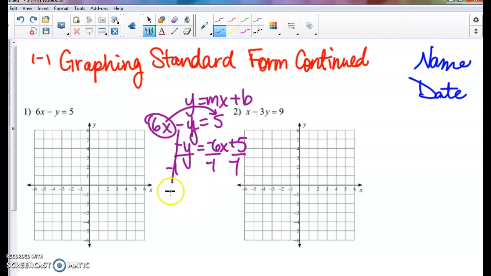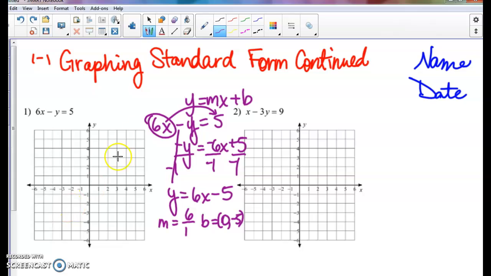Negative 1's cancel, and y equals a negative 6x divided by negative 1 gives us a positive 6x. 5 divided by negative 1 is negative 5. And we're all good. Y is now by itself. So all we had to do is transpose, then divide. Now, our slope for this one is always the number beside the x, so it's 6. And because it's a whole number, we put it over 1. And for b, we're going to begin at 0 and then negative 5.